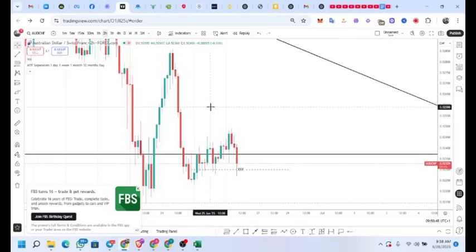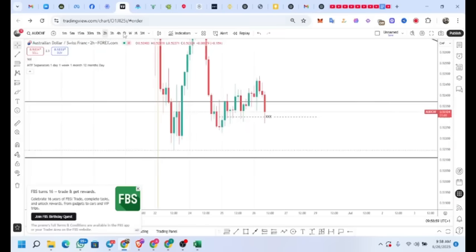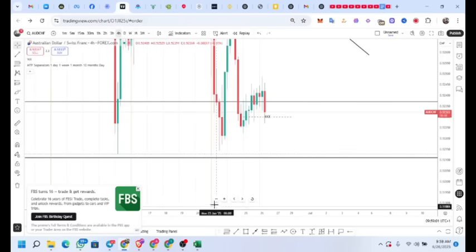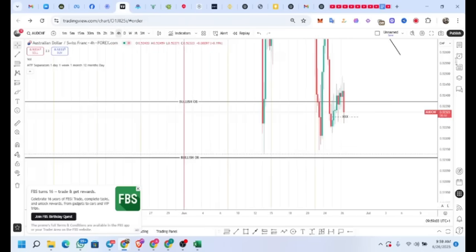So I wait for the market to tap. The market has tapped into the structure. I understand that this is a bullish structure here. This is an OB. How many times has it been tested? Look at how many times it has been tested. Let's go back to the 4 hour so you get to see how many times it has been tested.